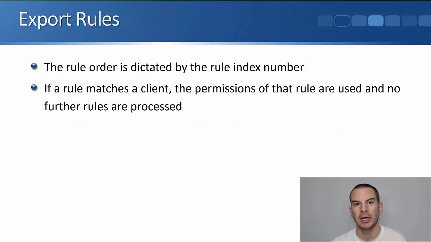So you're going to have one export policy applied to a volume. Inside that policy, you can have multiple rules. The rule order is dictated by the rule index number. So rule 1 is read first, rule 2 is read second, and so on. If a rule matches a client, the permissions of that rule are used and no further rules are processed.